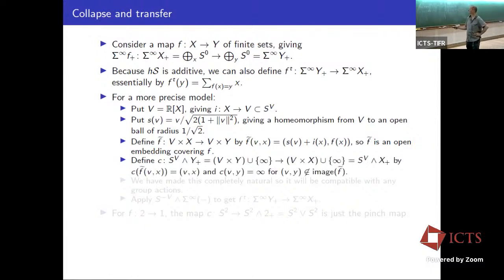So now I can define this collapse map going backwards. I'm going to take this space V × Y and add a disjoint base point, take this V × X and add a disjoint base point, and define my map c going backwards. c is more or less the inverse to F tilde. If I've got a point of the form F tilde (v, x), then I just send it back to (v, x). That only defines c on the image of this embedding F tilde. But outside the image, I just send everything to infinity. That's called a Pontryagin–Thom collapse.